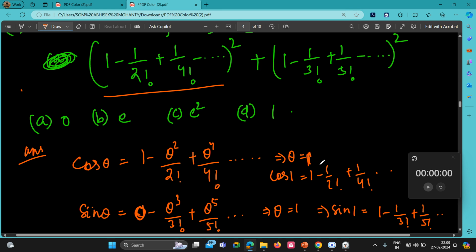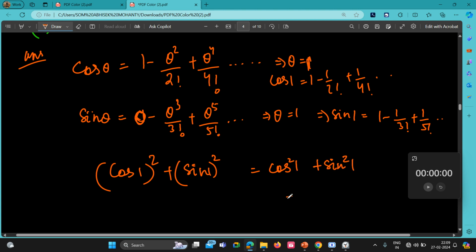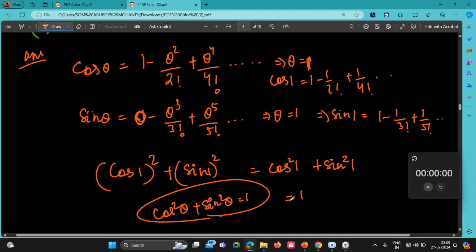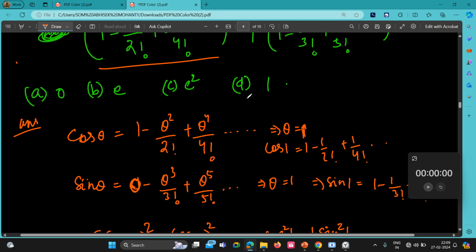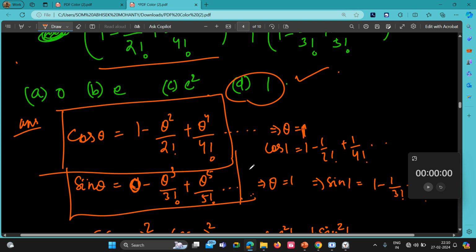So the square plus square, that means cos square 1 plus sine square 1. That is equal to simply cos square theta plus sine square theta, which is equal to 1. Simple. Is it alright? So the answer is 1. I hope it's clear. Again, very easy. You just have to remember the expansions. JEST asks you a lot of expansions, so please be careful about that.